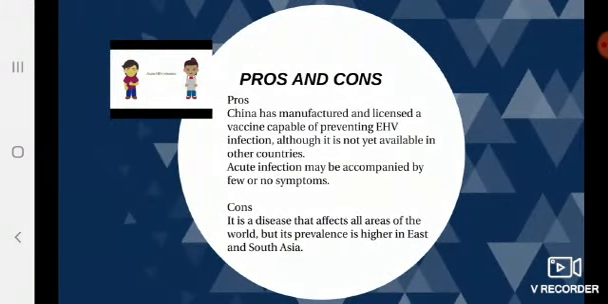Pros and cons. Pros: China has a manufacturing license and a vaccine capable of preventing hepatitis E infection, although it is not yet available in other countries. Acute infection may be accompanied by few or no symptoms. Cons: it is a disease that affects all areas of the world, but its prevalence is higher in East and South Asia.